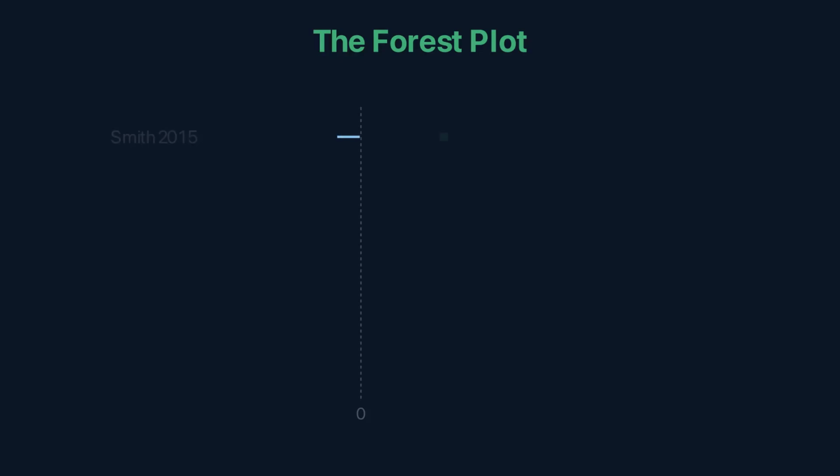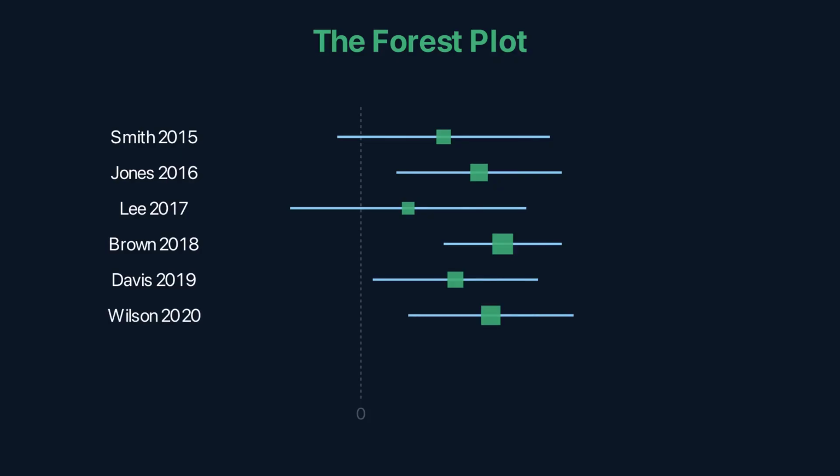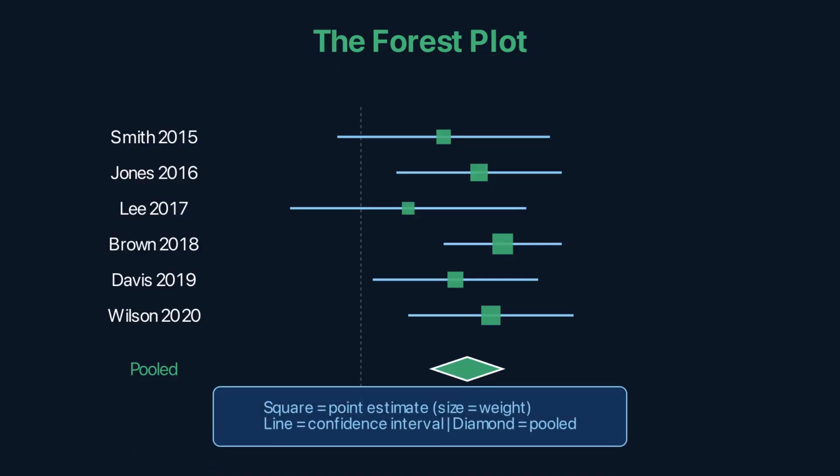Each row is one study. The square represents the point estimate, the study's effect size. The square's area represents the study's weight. Bigger studies get bigger squares. The horizontal line is the confidence interval. Wider lines mean more uncertainty.